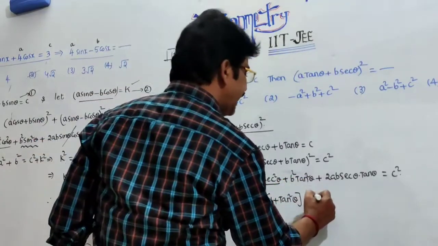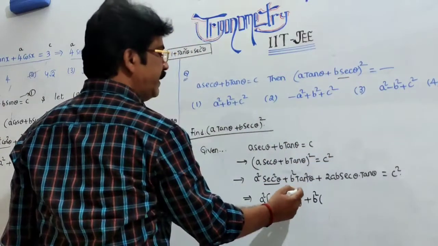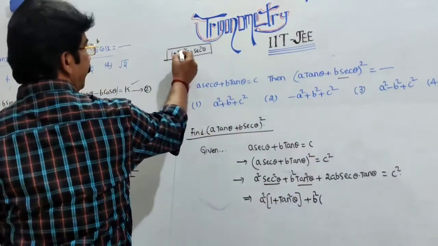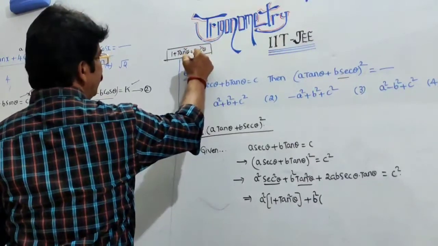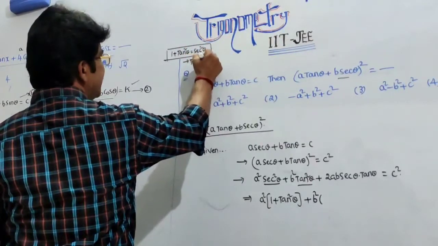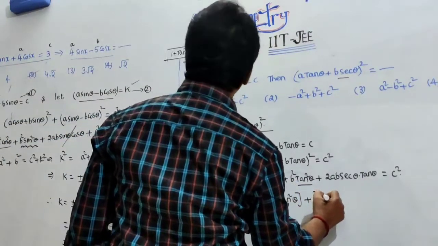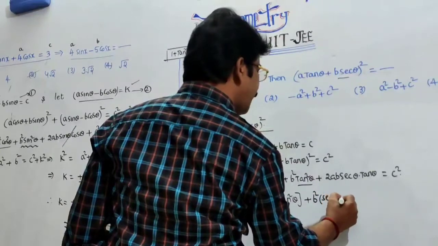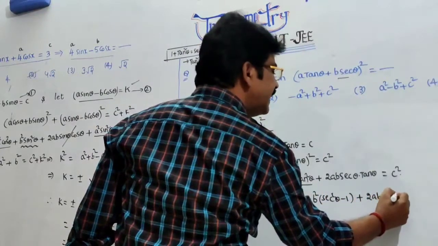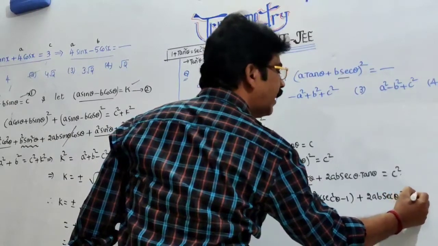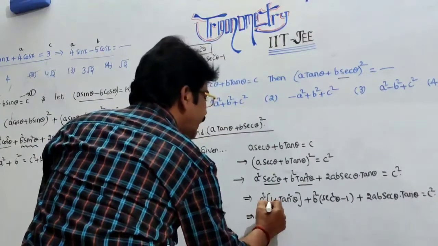Similarly, B square. What is the coefficient of B? Secant. But we are having tan square. Same. From this fundamental formula, tan square theta can be expressed as secant square theta minus 1. So therefore, B square into (secant square theta minus 1) plus 2AB secant theta into tan theta, that is equal to C square. So that implies A square into 1 is what?